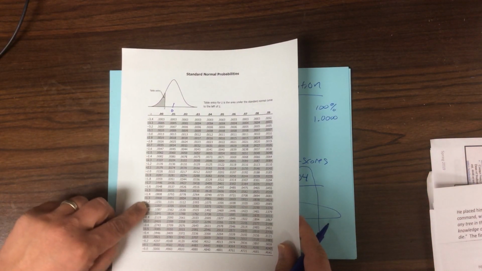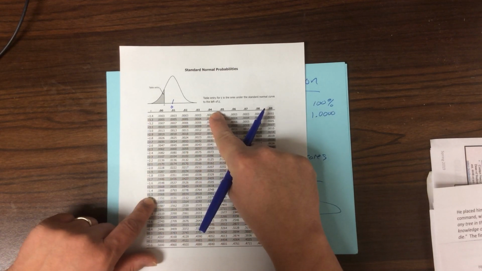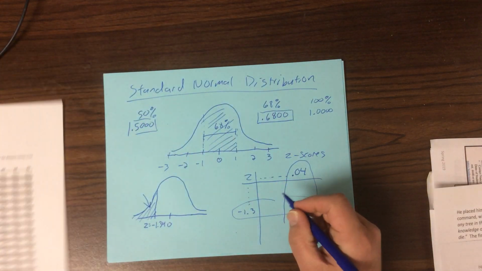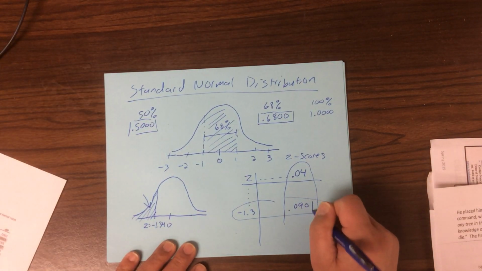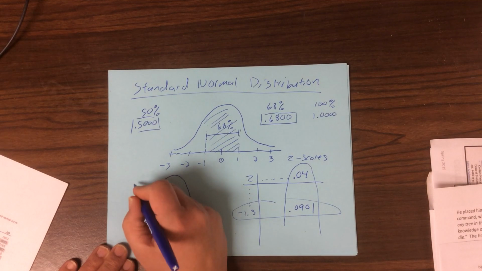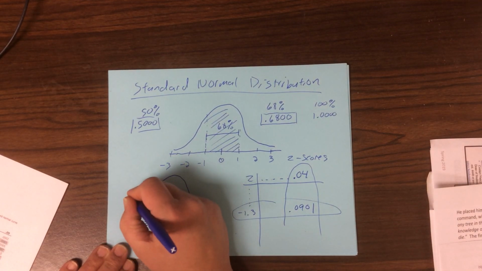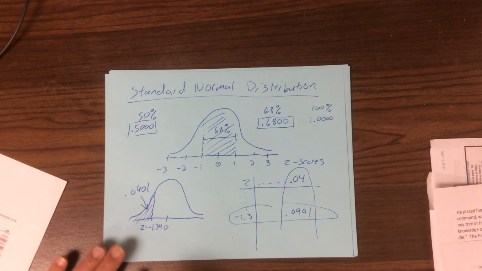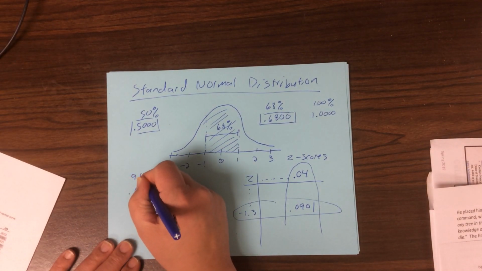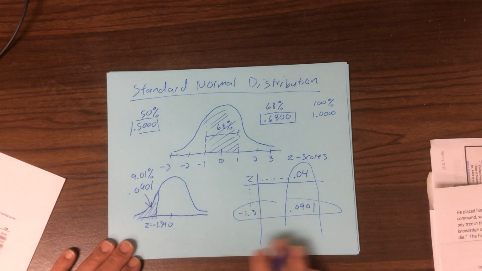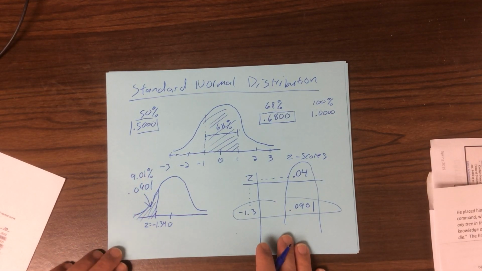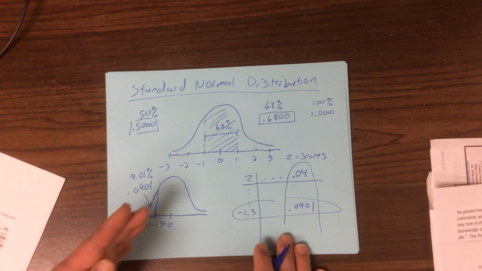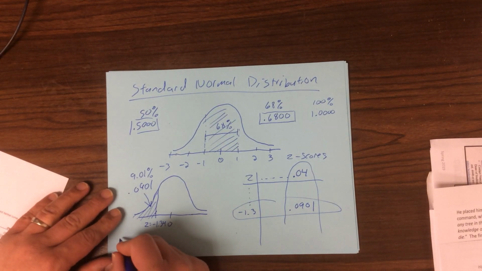Okay, so for negative 1.34, where that row and that column intersect, I get the number 0.0901. And so this is going to be the area that lies below that z-score, okay? And that's really the decimal form of 9.01%, okay? Now notice the table will always give you the area to the left of the z-score, so make note of that.